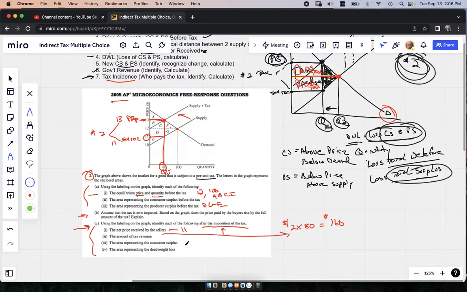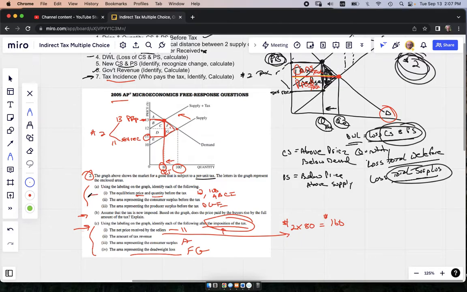The area representing the consumer surplus after the tax, right? Don't forget that. After the tax is just A, everything above the price, below demand. So A. Area representing deadweight loss, right? We used to get 100 units of this. Due to the tax, less is sold because it's more expensive. So F and G is that loss of consumer and producer surplus. F and G would be the deadweight loss there.